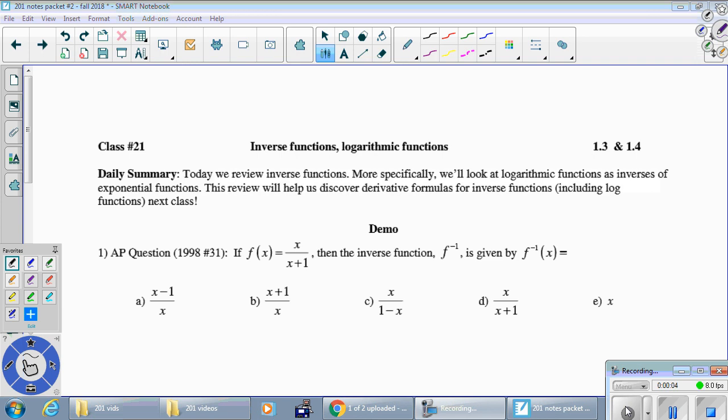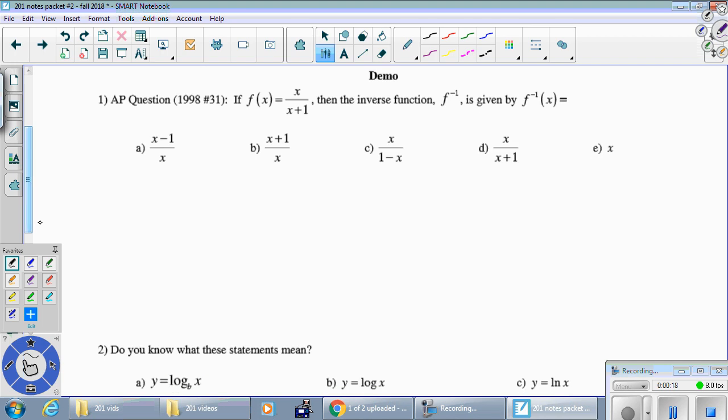Lesson 21 demo. Today we review inverse functions. More specifically, we'll look at logarithmic functions as inverses of exponential functions. This review will help us discover derivative formulas for inverse functions, including log functions, next class. So mostly pre-calc review today.